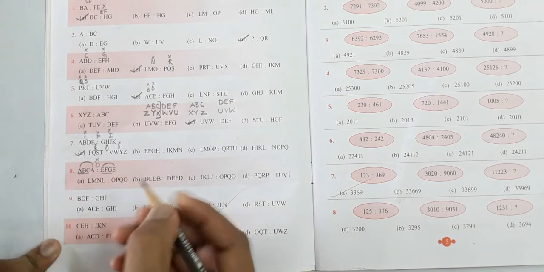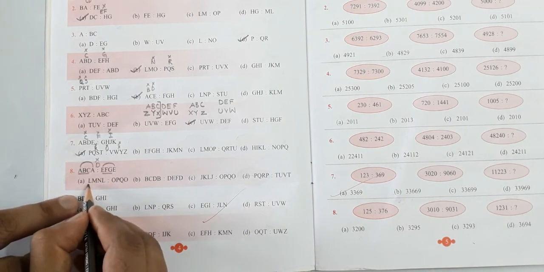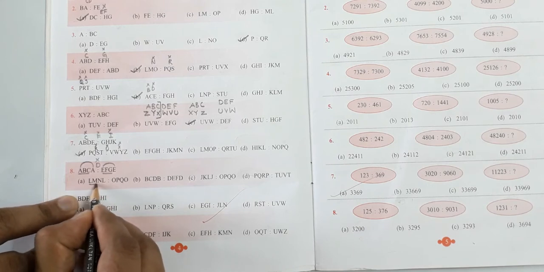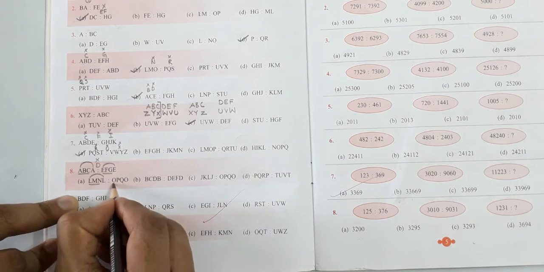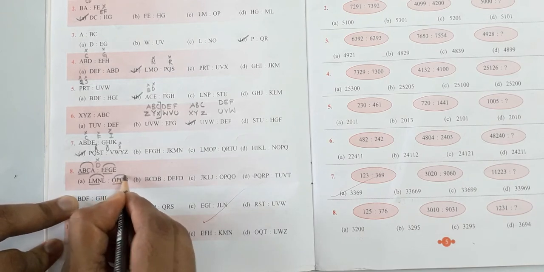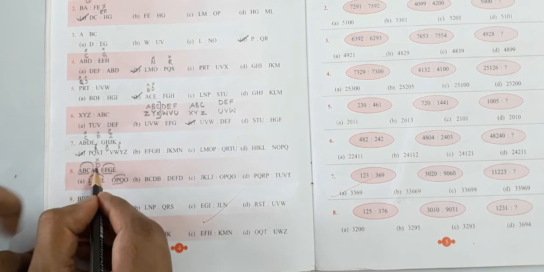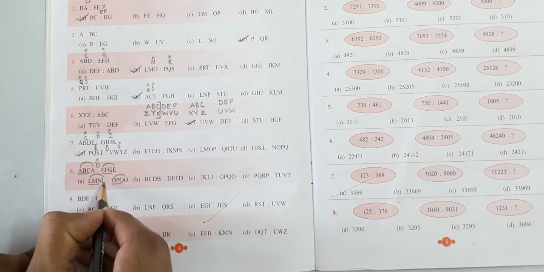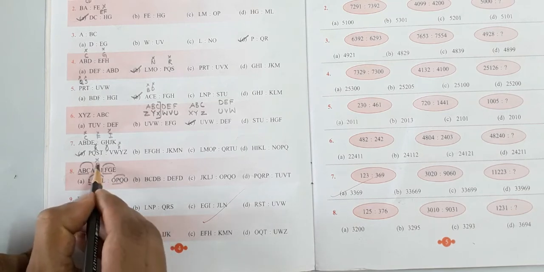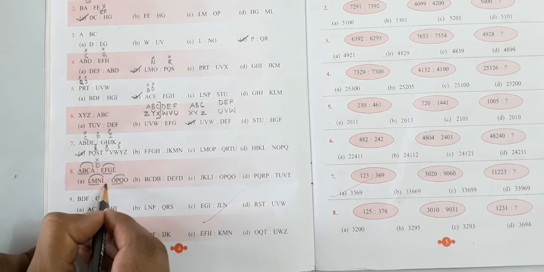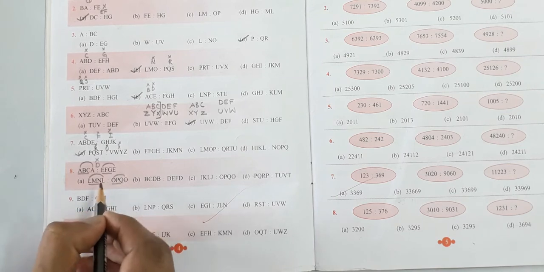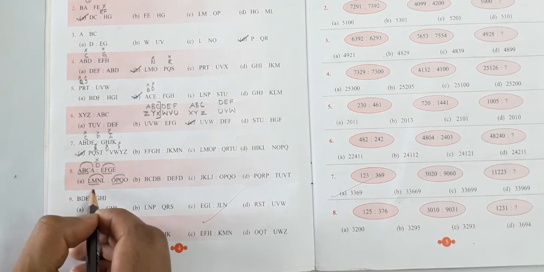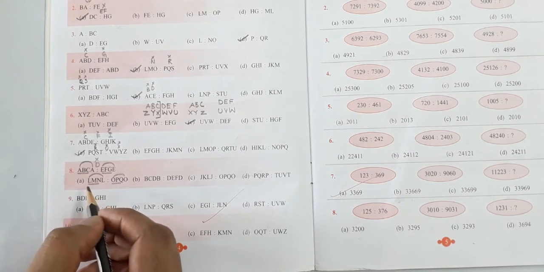Again E, F, G. First, let us check option A. For example, L, M, N sequence and L is repeating again. O, P, Q, O is repeating again. But we have another condition that in between each given set, one letter should be missed. But here that is not the case. All the given letters are in direct sequence. Hence, this one is not the right answer.